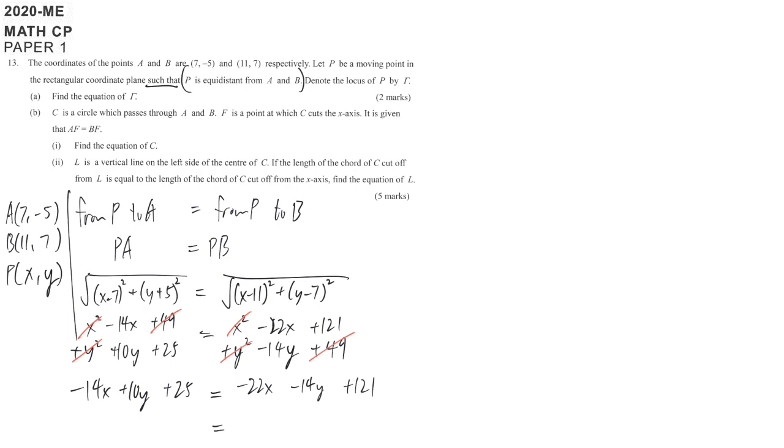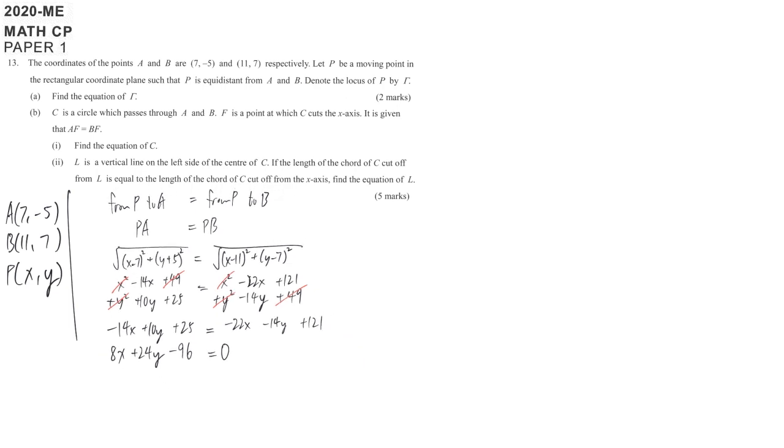So therefore both sides plus 22, we get 8x. 10y plus 14y, we get 24y. And also 25 minus 121, we get minus 96 equals 0. But it's not finished. In order to submit the final answer, your equation should be in the simplest form. 8, 24, and also 96, all divisible by 8. So final step, we have to divide both sides by 8. Therefore, x plus 3y minus 12 is equal to 0. This is the equation of line L.